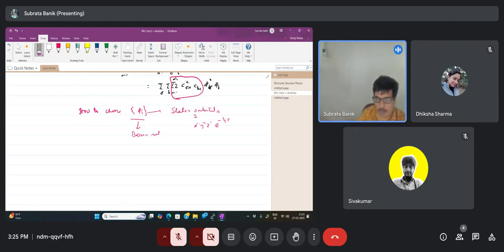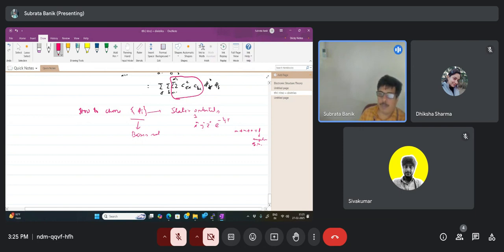Let me put M, N, O. So M plus N plus O will give me the quantum number L, the angular quantum number, right? So these are the Slater orbitals.